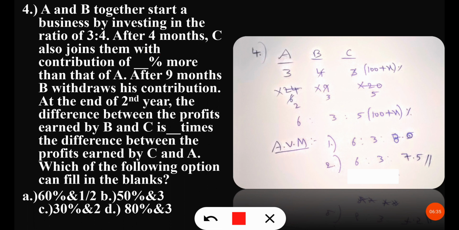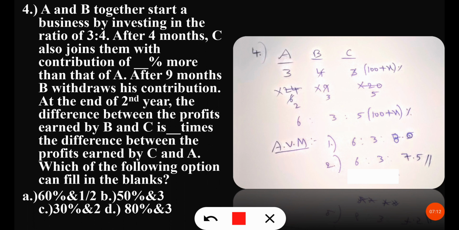And next, the entire partnership, the business went for 24 months. That is 2 years. C has joined after 4 months, that means C's tenure is 20 months. B was there in the business only for 9 months, so that's why into 9. And A was in the business for the entire 24 months. That's why 3 into 24. Cancellation with 4 table, 4 6s, 4 1s, 4 5s. Next, cancellation with 3 table, 3 2s, 3 3s, 3 1s. Finally, after multiplication we get 6:3:5 of 100 plus X%.